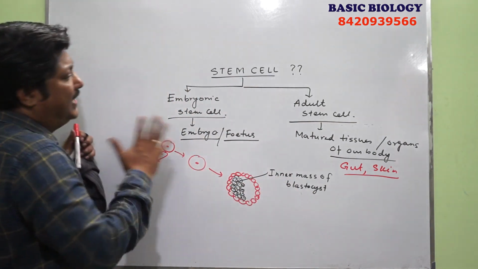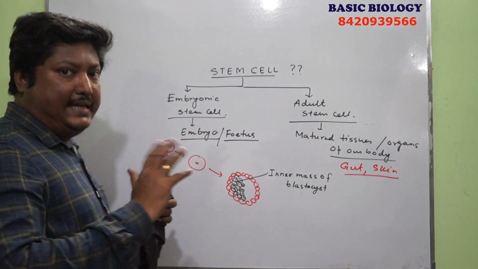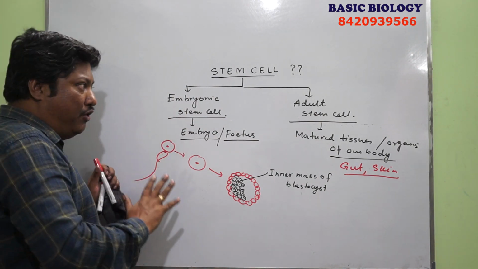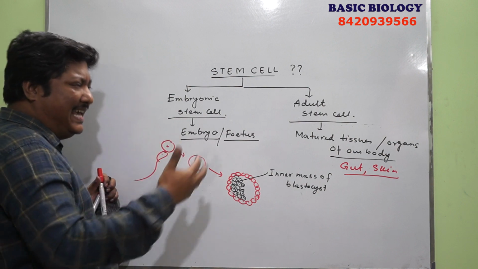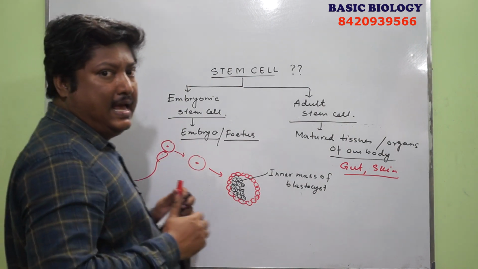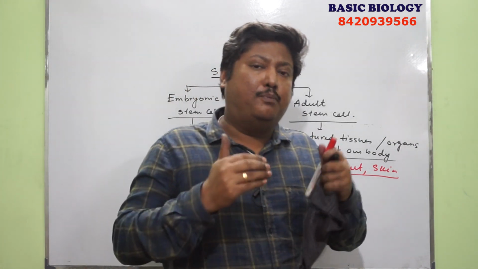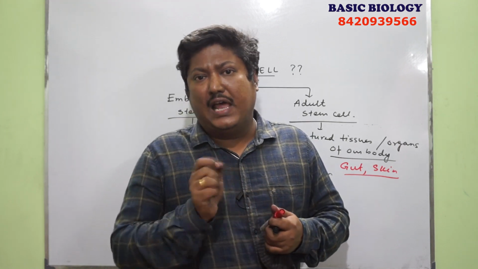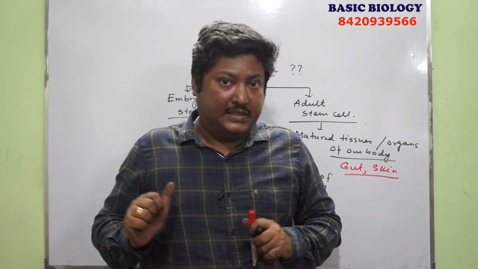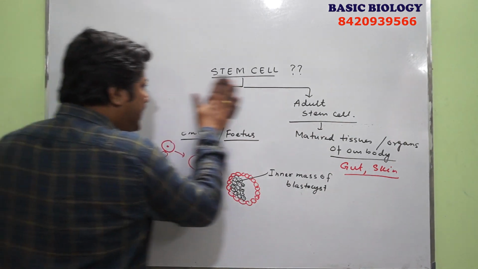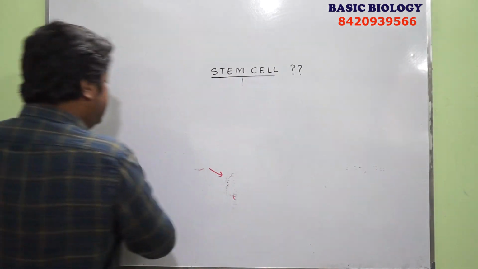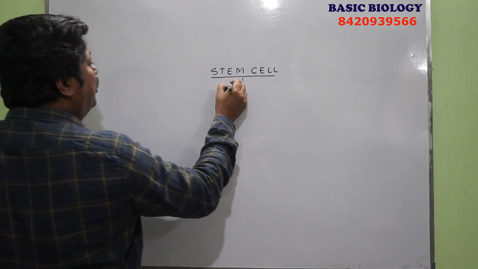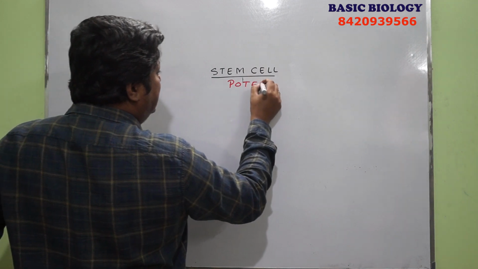So basically two kinds of cells are present, one is the embryonic stem cell and the other is the adult stem cell. But within the embryo or within the adult, not all kinds of stem cells have equal potentiality to be differentiated into different types of cells. Due to the different potentialities, stem cells are of different types.